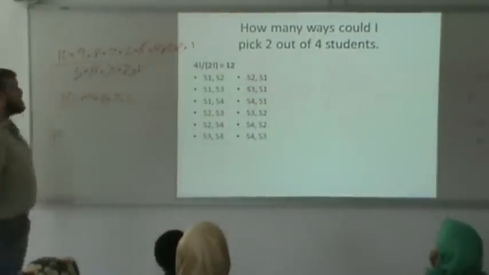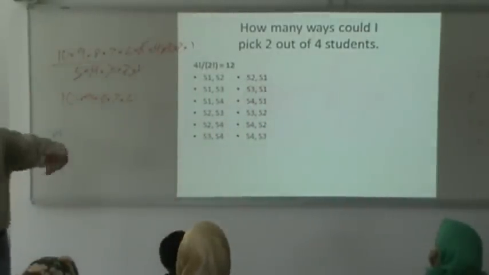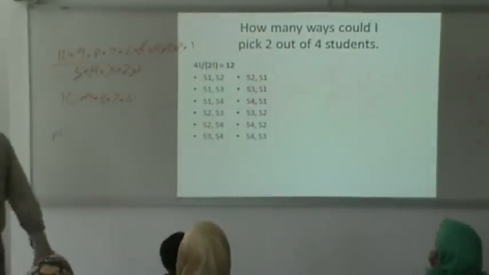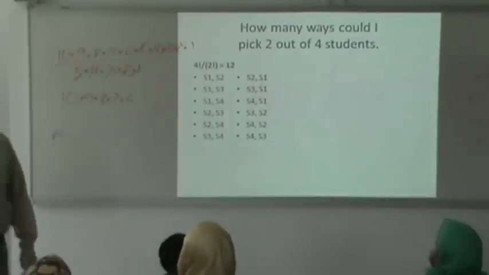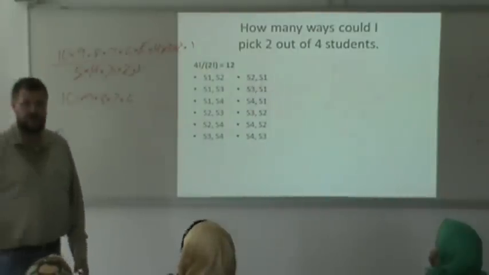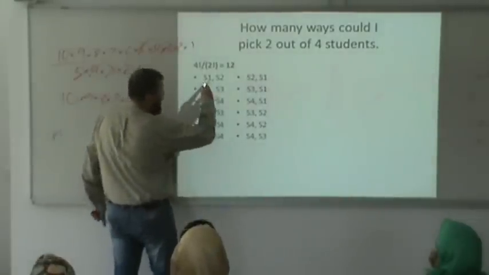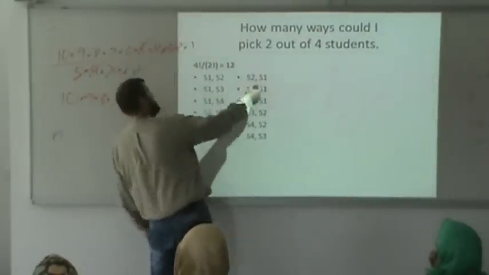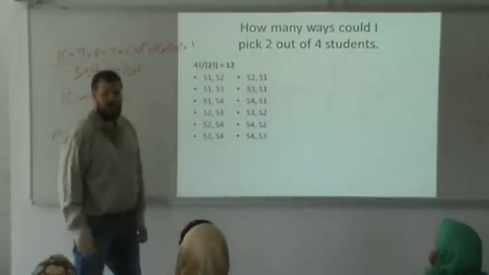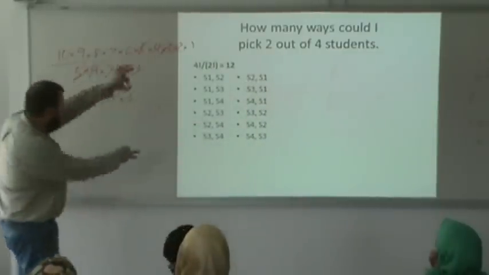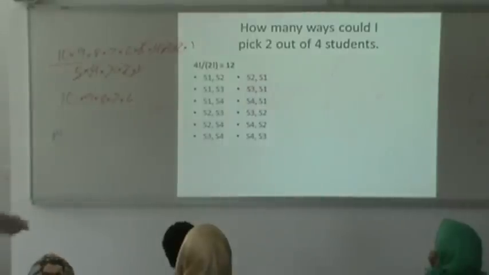How many ways could I pick 2 out of 4 students? Earlier I said, how many ways can I arrange 4 students? Now I'm asking, how many ways can I arrange 2 of 4 students? So I could get student 1 and student 2. I could put student 2 in front of student 1. I can do 12 different things.